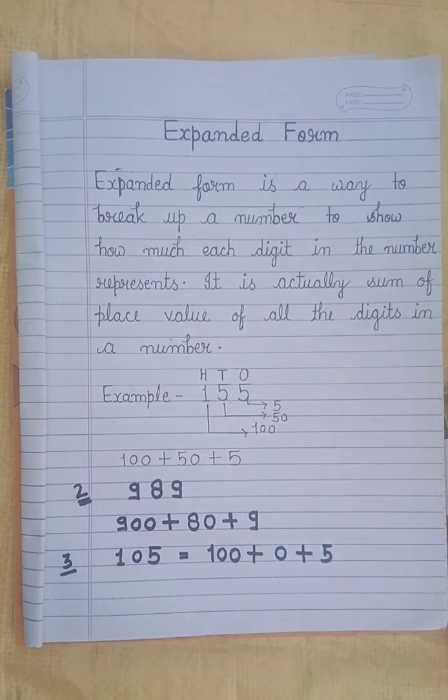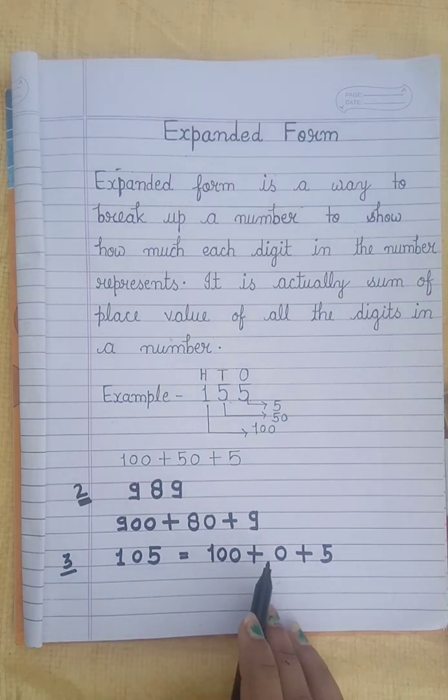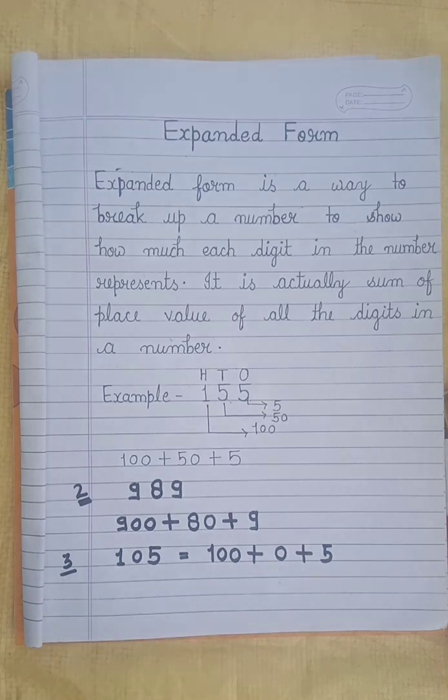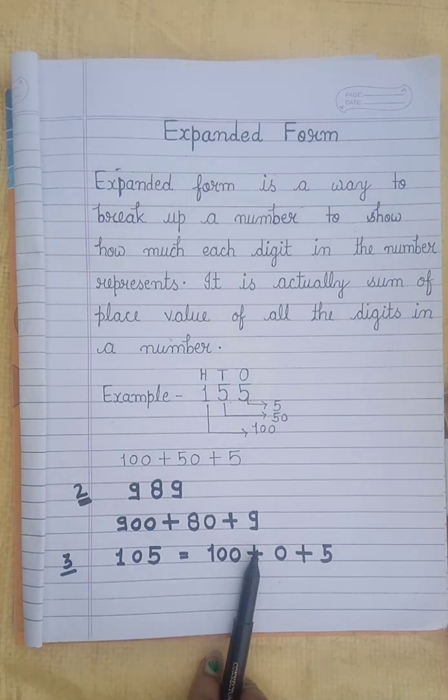So its expanded form is 100 plus 0 plus 5. Dear students, always remember the place value of 0 is always 0, no matter what place it is written at.